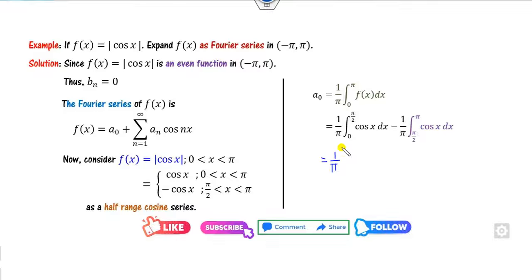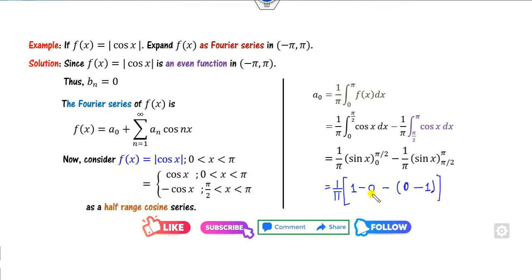Now can you integrate them? What is the integration of the cos x? It is plus sin x from 0 to pi by 2 minus sin x from pi by 2 to pi. Now you can substitute the limits. What is the value of sin pi by 2? 1, sin 0 is 0, minus, I can take 1 over pi common, sin pi is 0, sin pi by 2 is 1. So if you open this bracket, it will be 2 over pi.